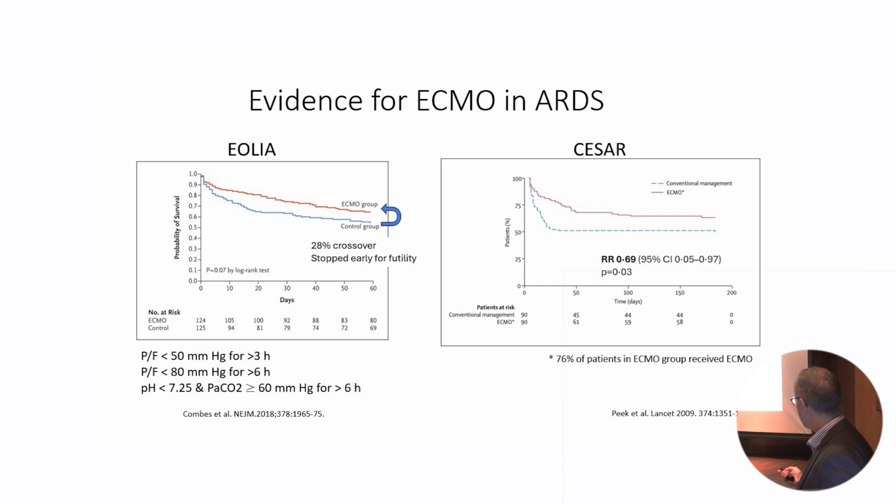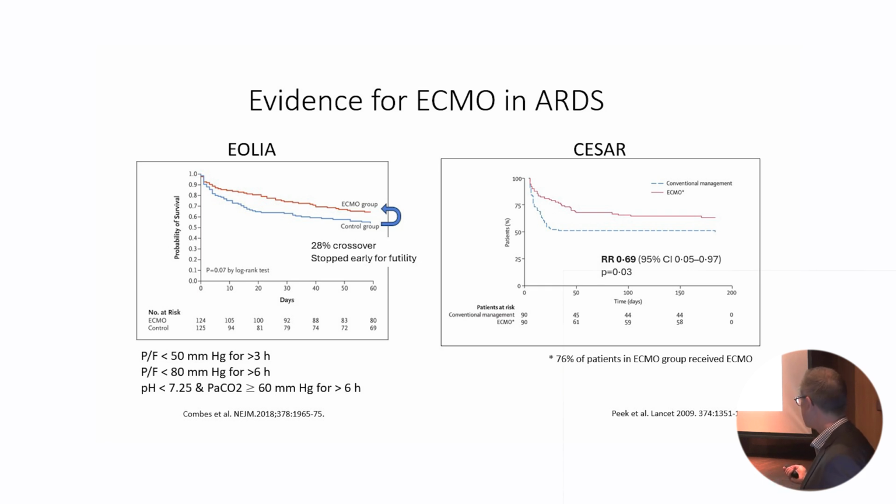was, interestingly, there was pretty good separation of these curves. I would say, pretty strong numeric trend towards improved survival in the ECMO group. But the p-value was 0.07, and the study was actually stopped early for futility. It crossed, I guess, one of the predetermined levels of the triangle for futility. And so one thing you should know about this trial is that it was stopped early.